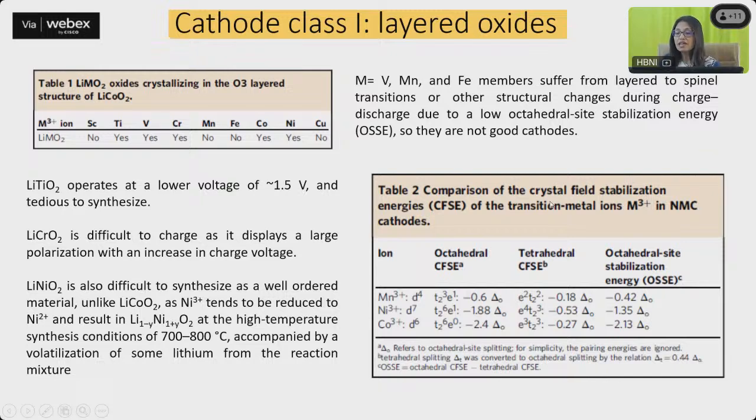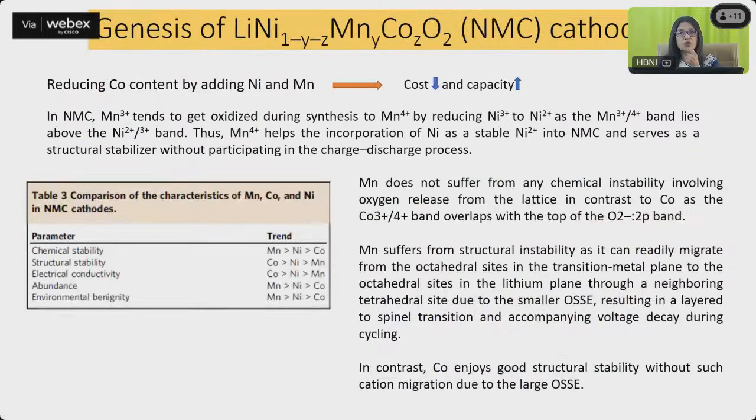And the reason for this is that they have a considerably low octahedral site stabilization energy. You must understand that if the octahedral site stabilization energy is more, in that case, what is going to happen? The structural stability is also going to be more. So over here, you see for the cobalt 3 plus, the octahedral site stabilization energy is definitely much more negative than what we see for manganese 3 plus. So this is one of the reasons why LiCoO2 ended up being one of the very good materials.